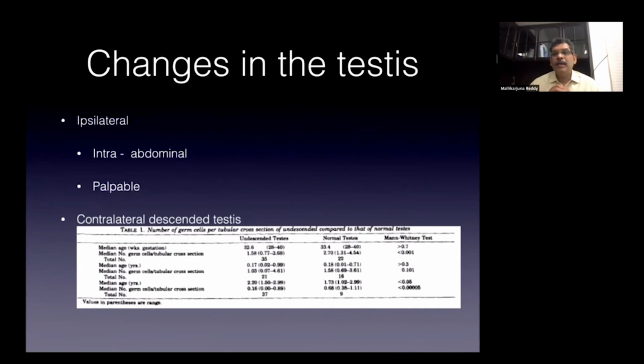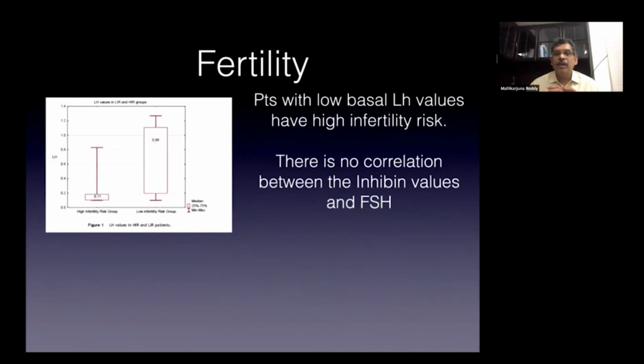Now, they also looked at the hormonal evaluation, and they said that the patients with low basal LH value, and where the LH does not go up in the mini puberty, have a significant decrease in fertility. And there's been no correlation between the inhibin values and the FSH over a period of time.